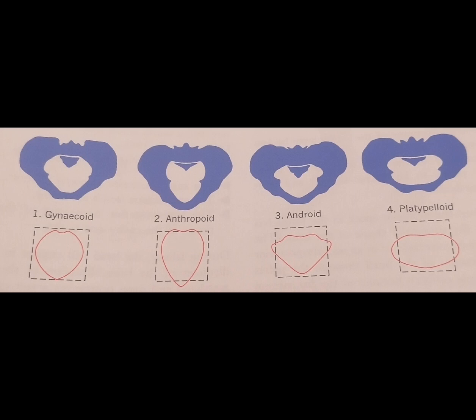4. Platypelloid pelvis. The platypelloid pelvis is characterized by a wide transverse diameter and a short anteroposterior diameter. It is less common and less favorable for childbirth. Women with a platypelloid pelvis may have a higher risk of obstructed labor.